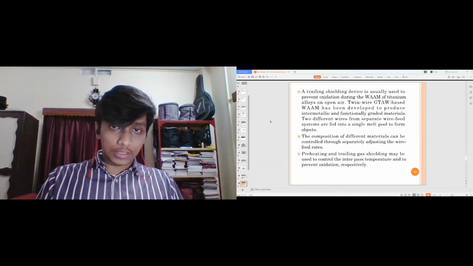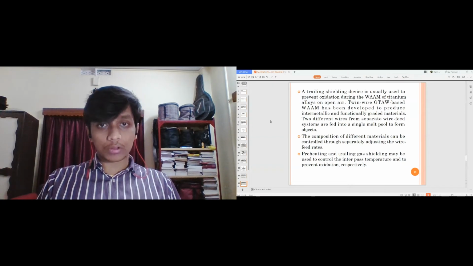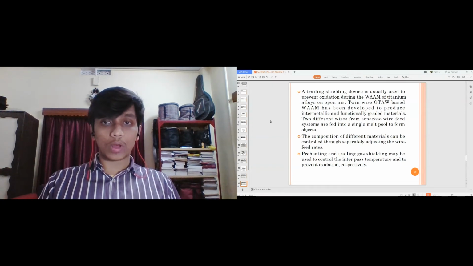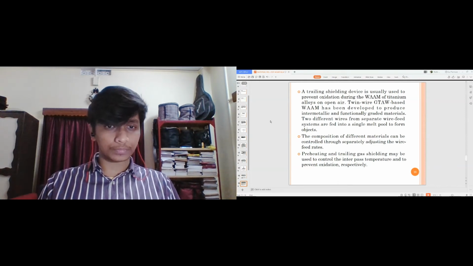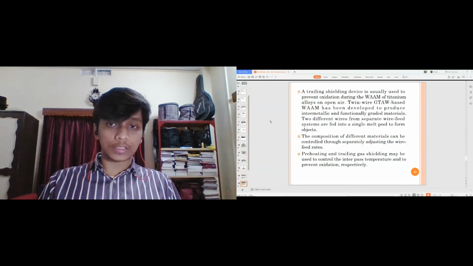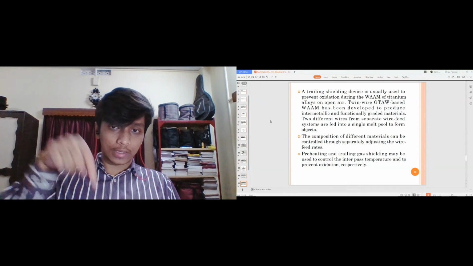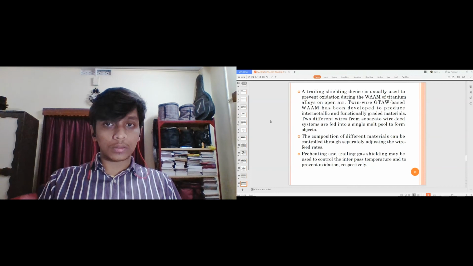Next, a trailing shielding device is usually used to prevent oxidation during the wire arc additive manufacturing of titanium alloys in open air. Twin wire gas tungsten arc welding based WAAM has been developed to produce intermetallic and functionally graded materials. Two different wires from separate wire feed systems are fed into a single melt pool to form objects.